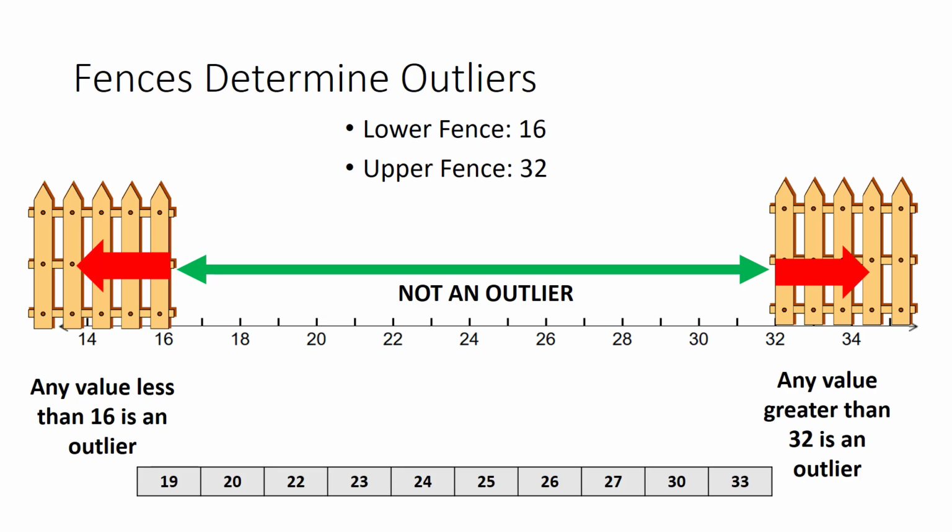So let's look at our data set to find out if we have any outliers. So here's 16. You can see that our lowest data point is 19. So we don't have any data values in our data set that are lower than 16. What about our upper fence? Our upper fence is 32. Hopefully you can see that 33 is larger than 32, so it is considered an outlier.